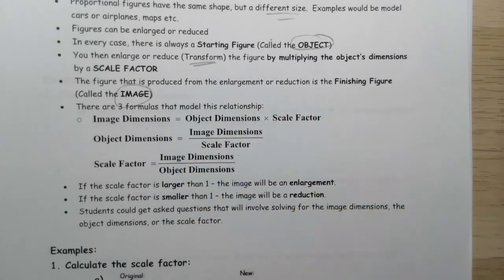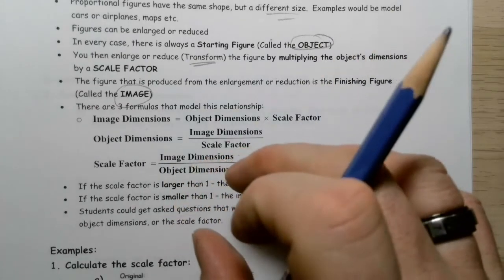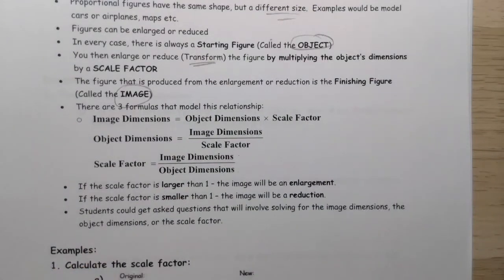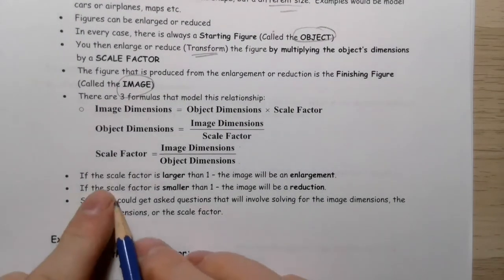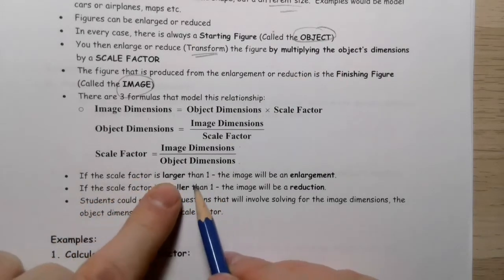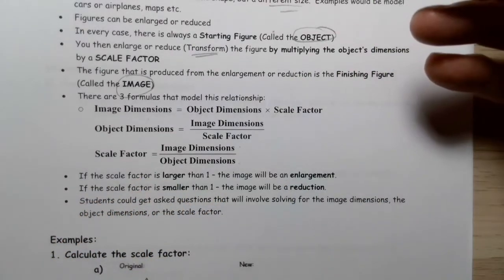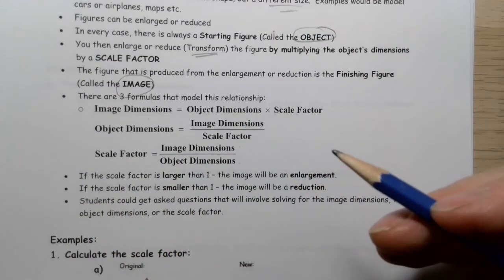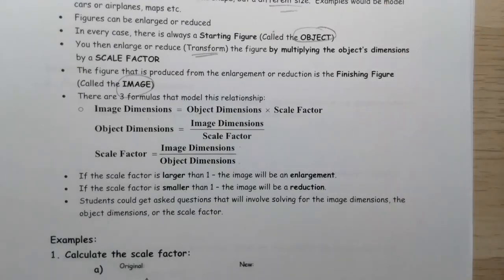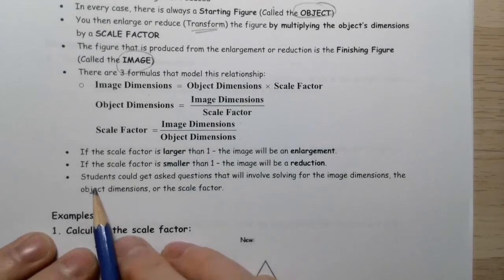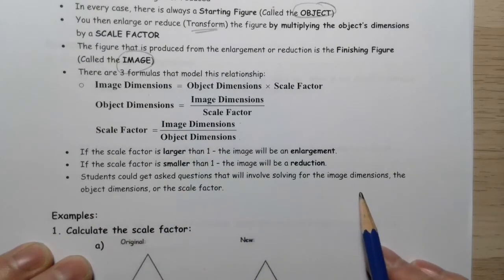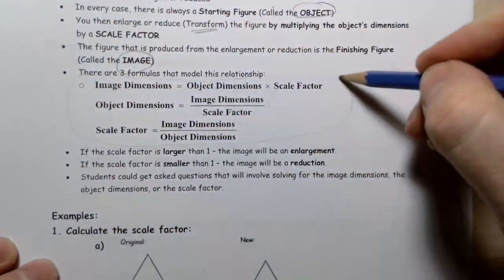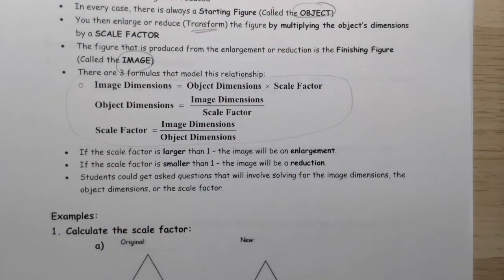Now, in order for this to make sense, you really have to be clear on what we mean by image and object. Until the distinction between those is really clear, this doesn't make much sense. So be careful, read that through, and give it a little bit of time. If the scale factor is larger than 1, then your image is larger than the original. That's an enlargement. If the scale factor is smaller than 1, then it's a reduction. You're looking at something that's smaller. Just a little note here: students can get asked questions that involve solving for the image dimensions, the object dimensions, or the scale factor. So you need to be versatile and able to address any one of those questions.